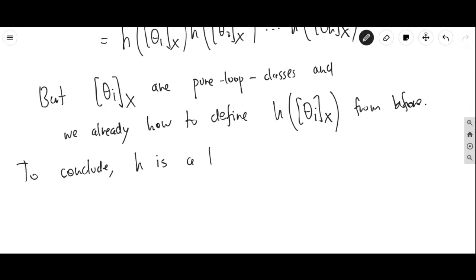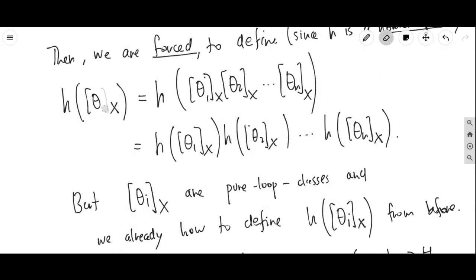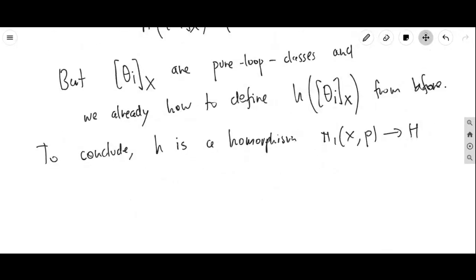Okay? So to conclude, H is a homomorphism from pi 1 X p into H. Why is it a homomorphism? Well, because you see, H of this is equal to H of that. And if it is a homomorphism, then H of that has to be this. You have no other choice, right? It just has to be equal to that. If it's a homomorphism, that is forced on you. And then, how is H defined? So to conclude, H is a homomorphism by construction.